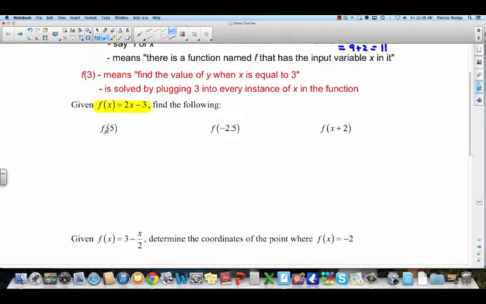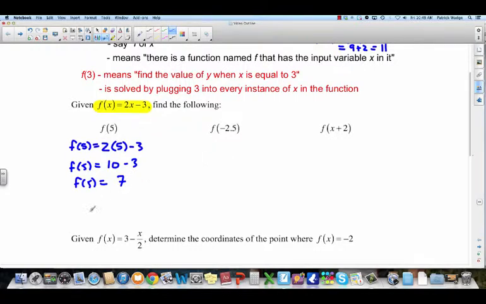So if I want to know what f of 5 is, all I'm going to do is plug 5 in wherever I see x. So it's going to be 2 times 5. I'm replacing the x with 5. Take away 3. So f of 5 equals, 2 times 5 is 10. Take away 3. So f of 5 equals 7.